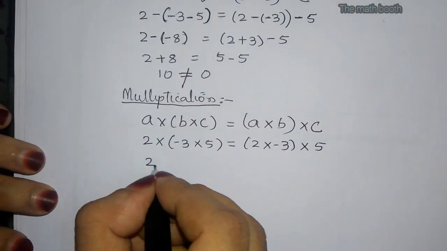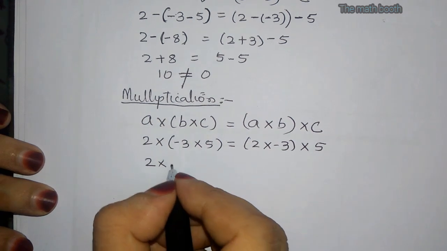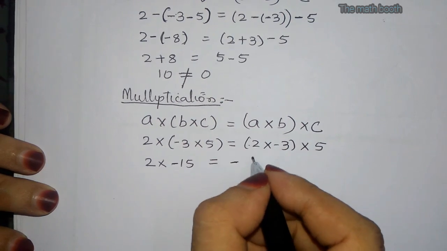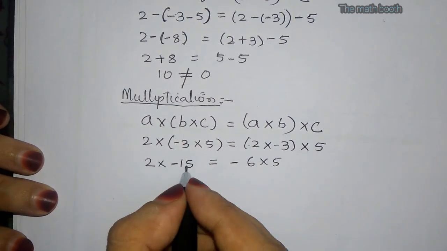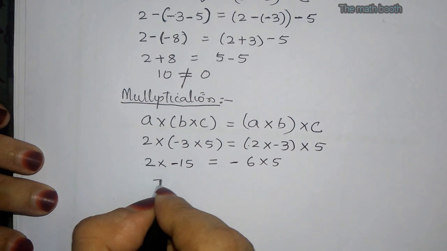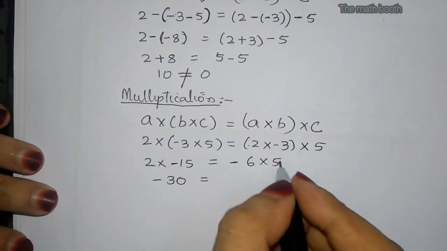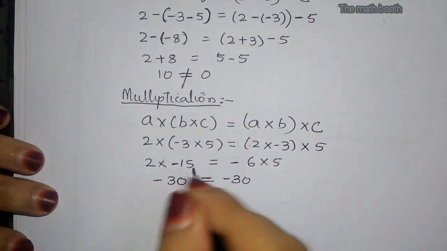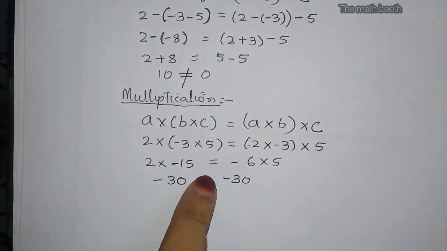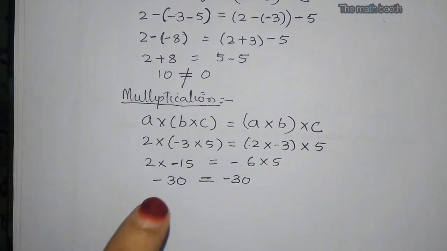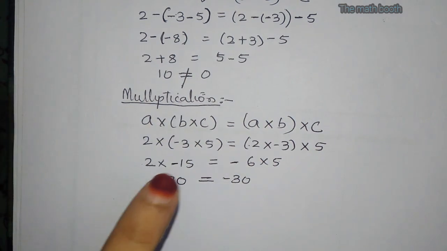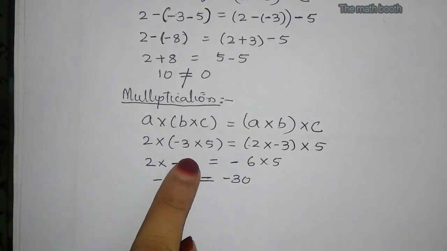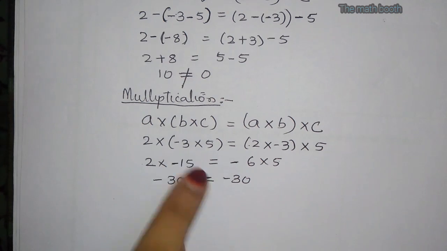Now 2 let it be as it is, into 5: 3 fives are 15, minus 15. Then minus 3 twos are 6, into 5. So 15 twos are 30, plus minus, minus 30, and 6 fives are also 30, plus minus is minus. So we got equal answers, LHS is equal to RHS. So we can say that the associative property is closed under multiplication of integers, that is, it satisfies the associative property of multiplication.